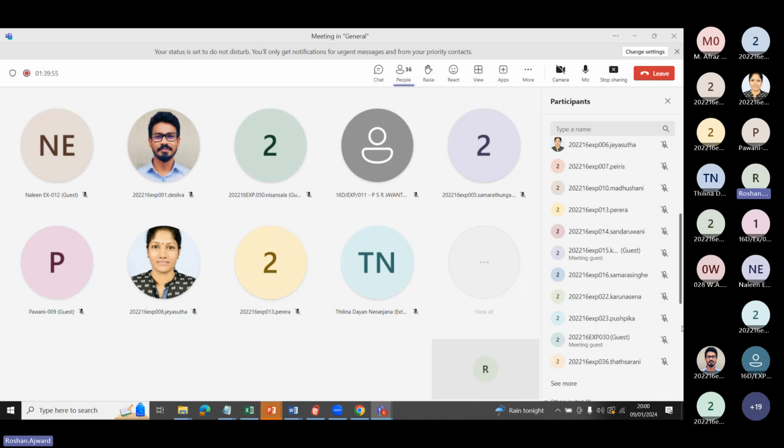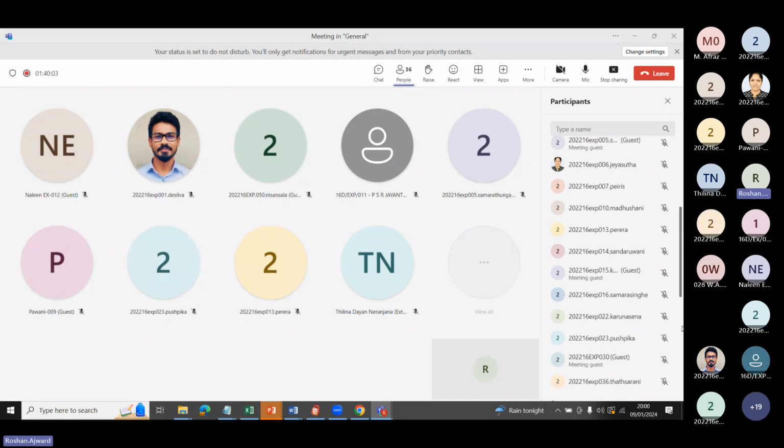Pushpika, is it clear then? Yes, sir. Clear. Very nice. Right.